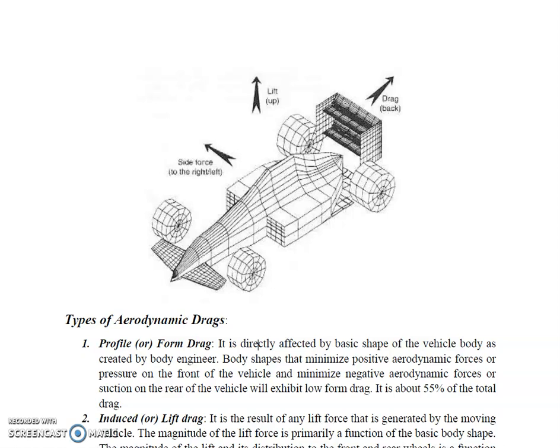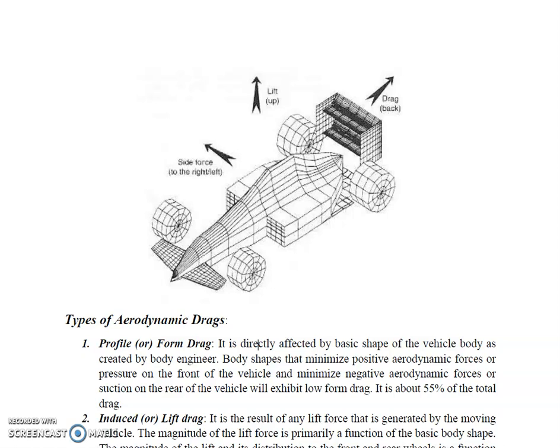So upward is known as the lift force, backward is known as the drag force, and sideward is known as the side force. Here let's go for the types of aerodynamic drag.